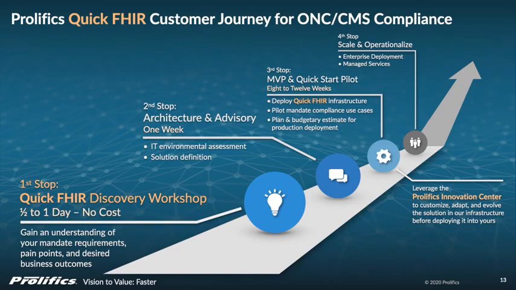The MVP Quick Start phase concludes with the delivery of a plan and budgetary estimate for moving the MVP or pilot into a production environment, should you choose to do so. If you decide to move forward with moving the MVP or pilot into production, the 4th phase involves the actual work of productizing, of scaling, and of operationalizing the solution before that production solution is turned over to your personnel.